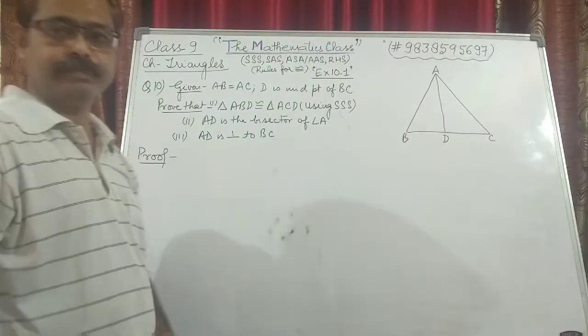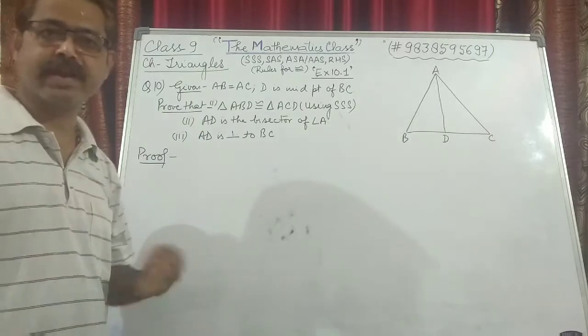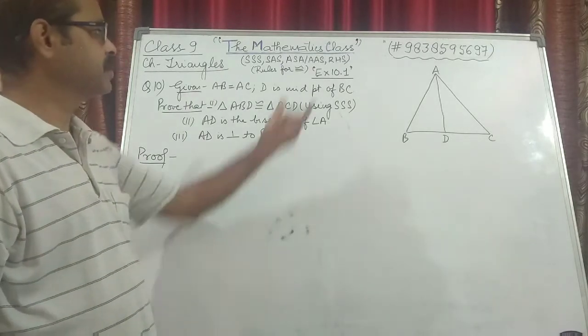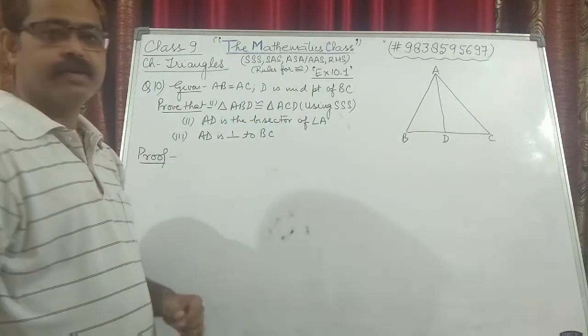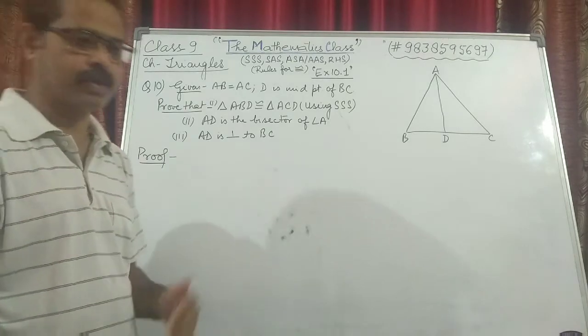Mathematics class. This class is for class 9. The chapter we were studying was triangles, and this is in continuation of the last class in which we were discussing exercise 10.1. We have already discussed up to 9 questions. Now 10th, 11th, 12th are left.